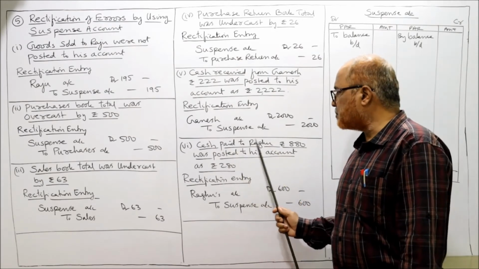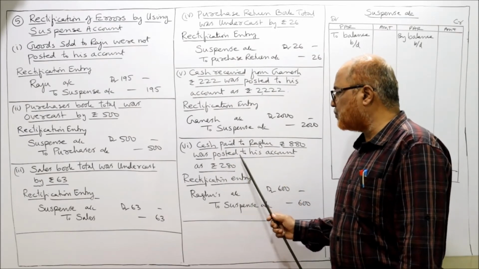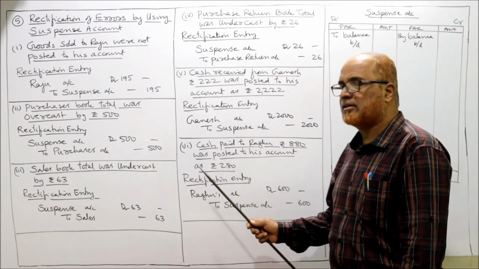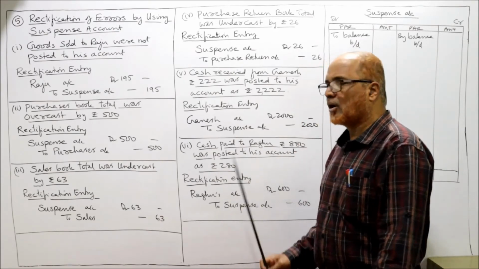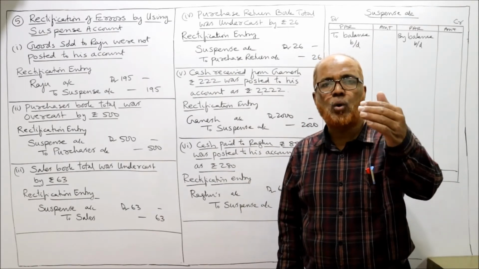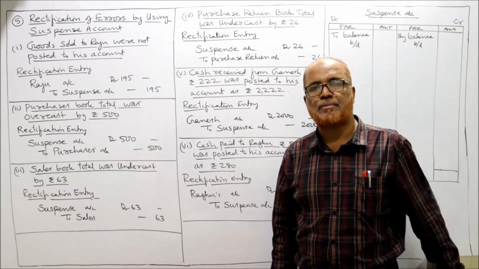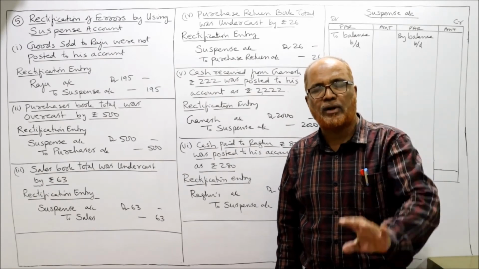Last one: cash paid to Raghu, 880, was posted to his account as 280. Cash paid to Raghu. The entry will be Raghu account debit to cash. When cash is paid to Raghu, Raghu account debit to cash.